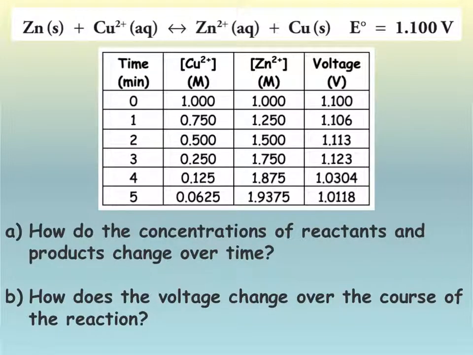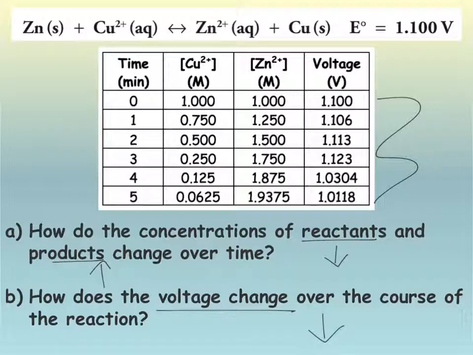All right, so here we're given a table, same equation, just gives us some values. Time 1, 2, 3, 4, 5, and what is happening to the concentrations of copper 2 plus and zinc over time? Hopefully you notice that the reactant concentration decreases as the product concentration increases over time as the reaction proceeds. And if you notice, as the reaction proceeds, your voltage also decreases.